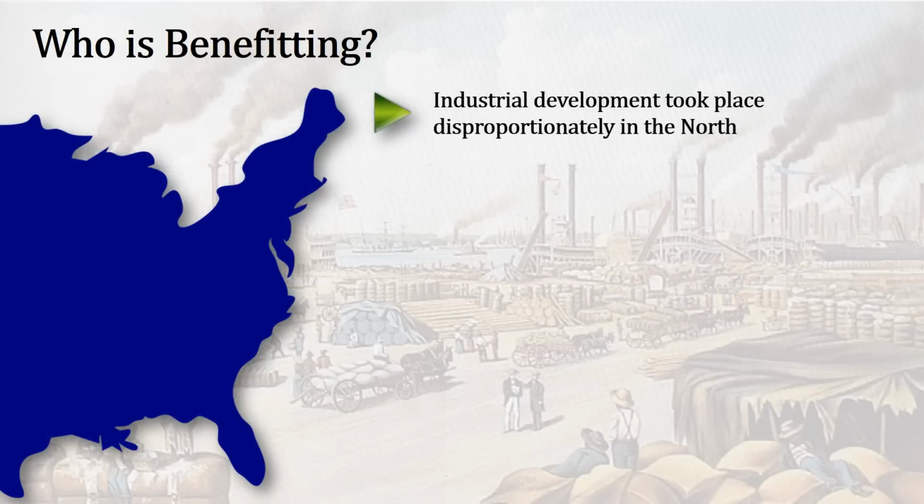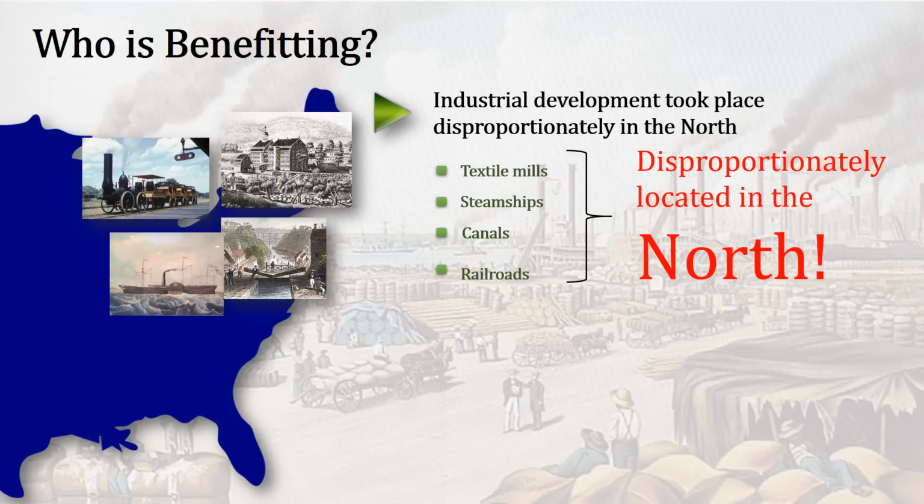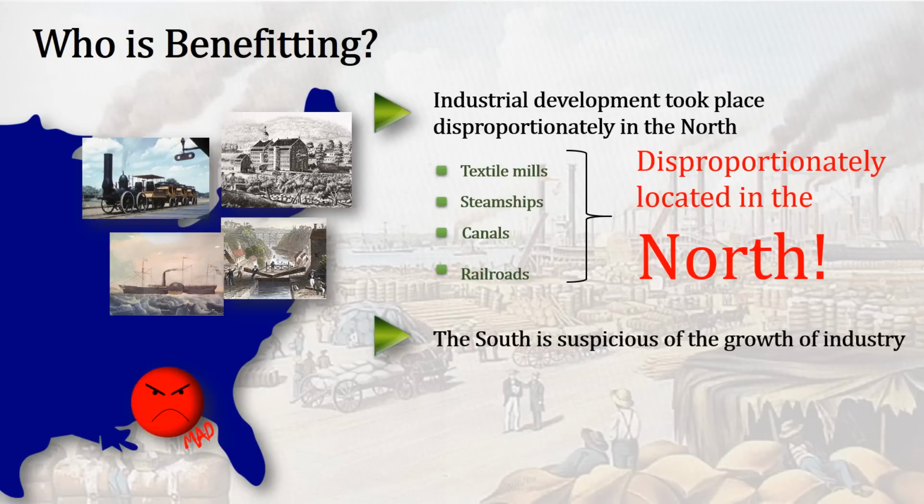Well, when we look at the map, we'll see that the industrial development took place disproportionately in the north. The textile mills, the steamships, the canals, and the railroads, all of them are disproportionately located in the north, and so the north is going to disproportionately reap the benefits of these industries and these technologies. And so the south looks to the north and becomes suspicious of the growth of industry. Why is it that the federal government is favoring the north?